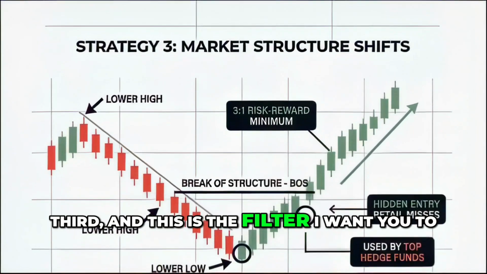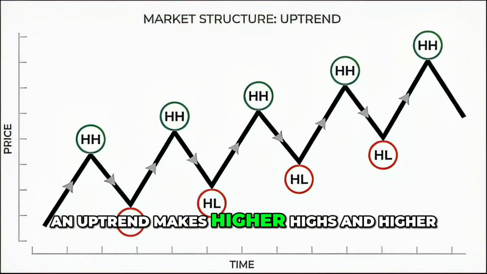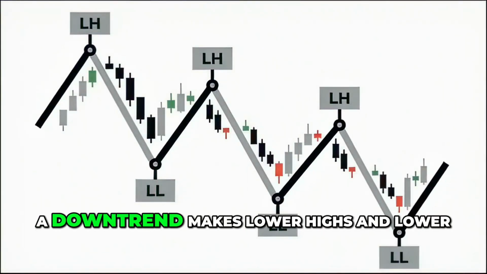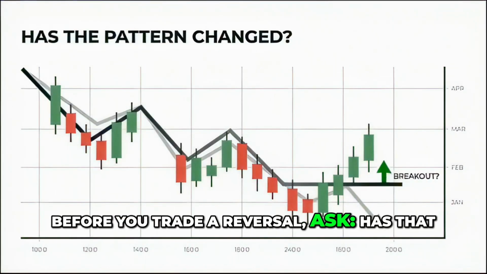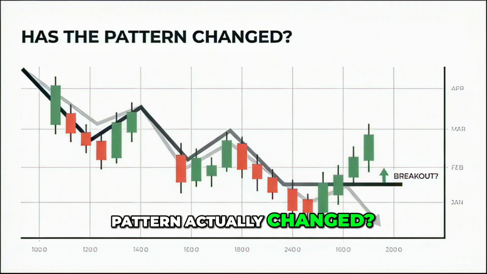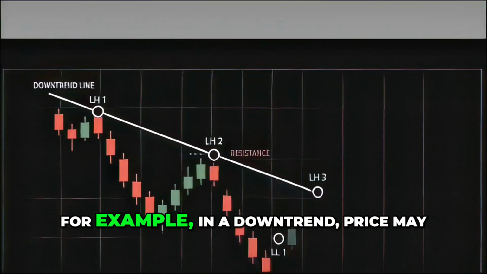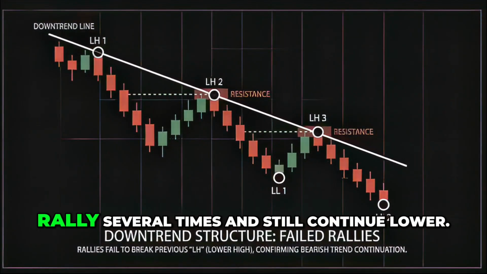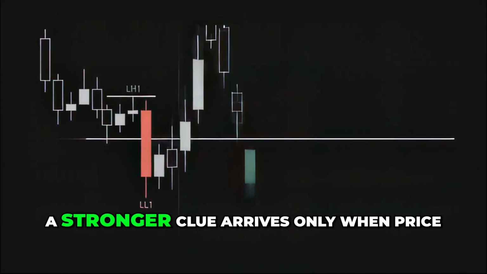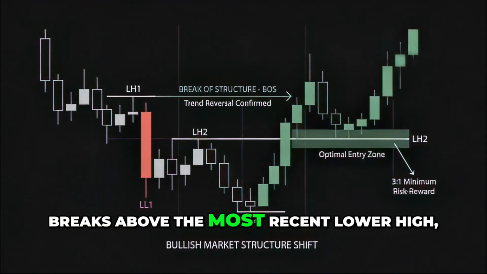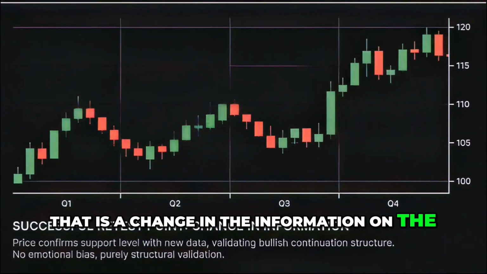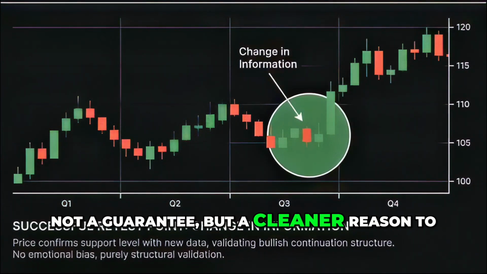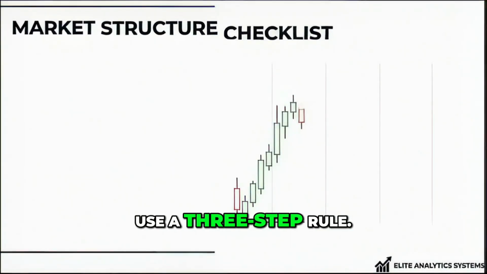Third, and this is the filter I want you to remember, market structure confirmation. An uptrend makes higher highs and higher lows. A downtrend makes lower highs and lower lows. Before you trade a reversal, ask, has that pattern actually changed? Or am I just hoping it changes? For example, in a downtrend, price may rally several times and still continue lower. A stronger clue arrives only when price breaks above the most recent lower high, then holds that level on a retest. That is a change in the information on the chart, not a guarantee, but a cleaner reason to explore a long setup.